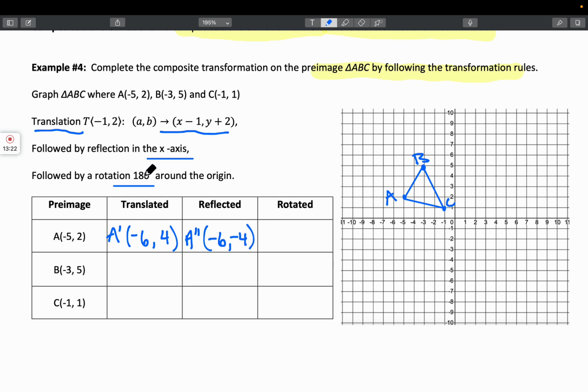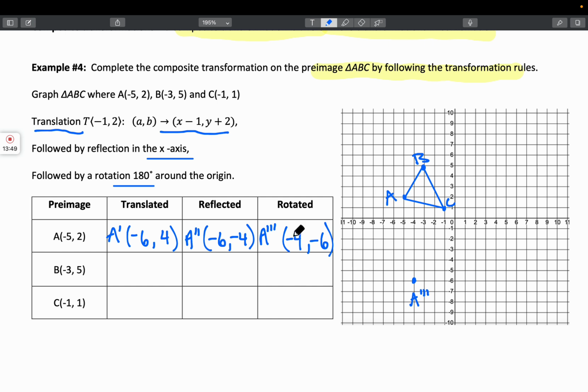Okay, now we're going to rotate that around the origin 180 degrees. So we are rotating our A double prime coordinate to get A triple prime. And 180 degree rotation just means we're swapping both of those places. So that's going to give me -4, -6. So -4, -6 is going to be down here. Here is going to be A triple prime.